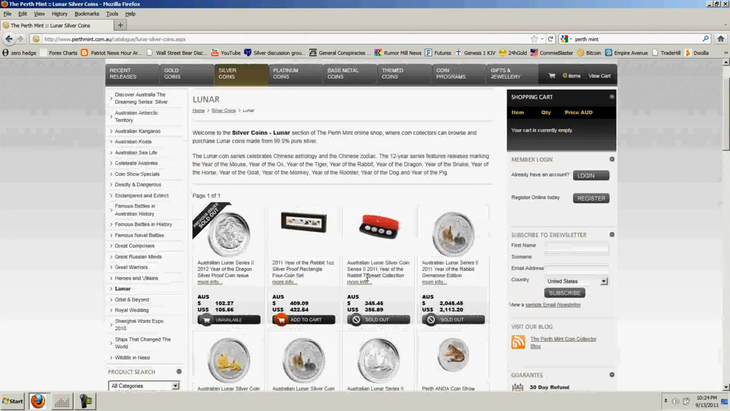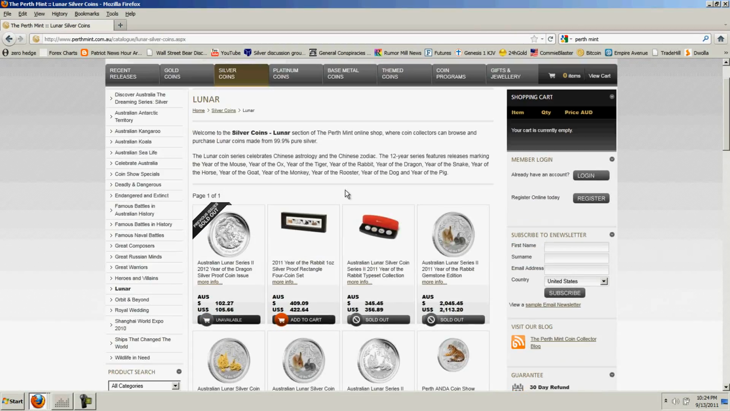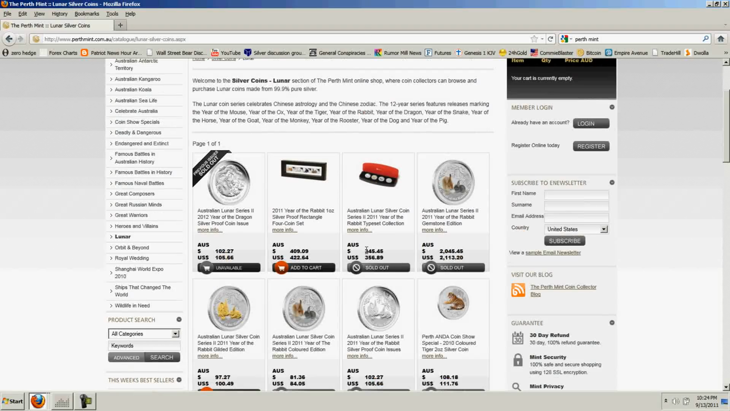The first thing that jumps out at you when you look at this, we're going to be looking for 1 ounce, and we could have specified that, but we'll just go through what they have here. And the first thing that jumps out at you is that everything here, here's the dragon. Oh, this says previous issues sold out, unavailable.